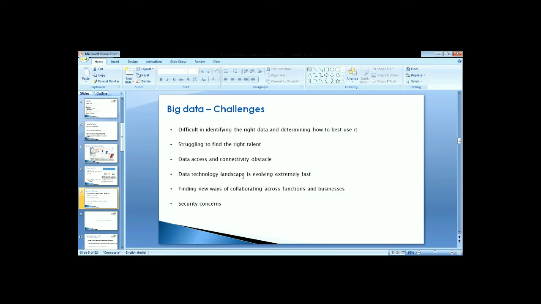The data technology landscape is evolving extremely fast. As I said, the tools and technology in big data are evolving. Everyone is looking for innovation and improvisation, so we always need to be on our toes. We need to be updated. Next thing is we need to find new ways of collaborating across functions and businesses.